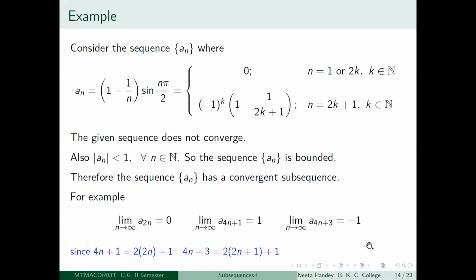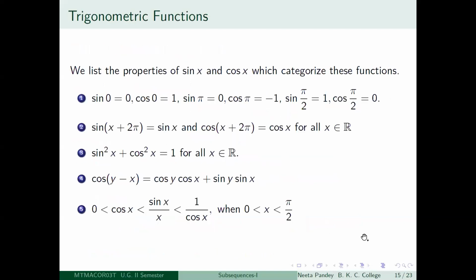This I'm doing in anticipation of the next lecture, but for the time being, if you needed only to verify your Bolzano-Weierstrass theorem, this was sufficient. But we observe more than that in this particular example.